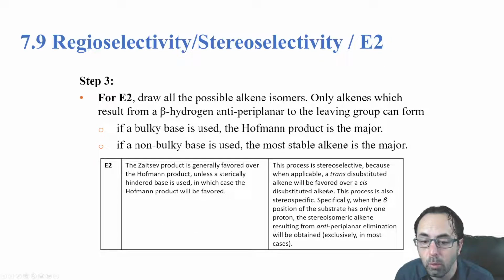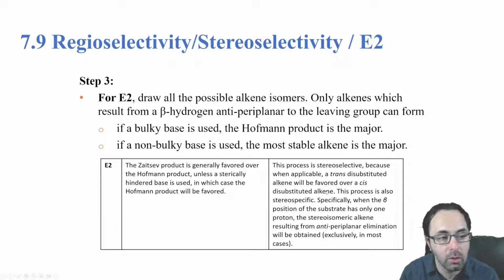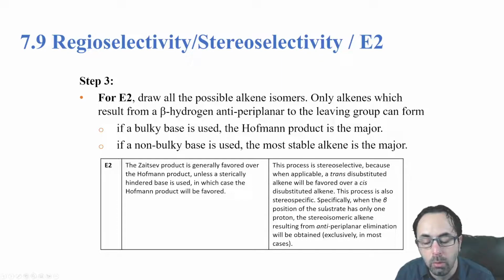Remember that when you're doing an E2, you may have to draw a Newman projection of the substrate to make sure that everything is rotated such that the hydrogen is anti-periplanar to the leaving group. And also remember that if you have a cyclohexane ring, the hydrogen and the leaving group will only be anti-periplanar if they are both in the axial position. If they can't both make it into the axial position, then the reaction will not occur at any appreciable rate.